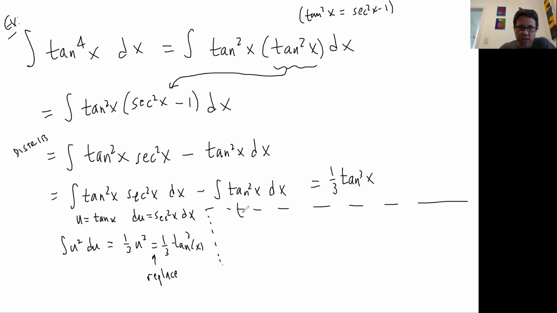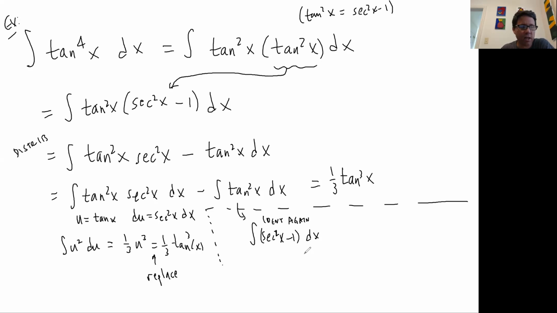How about the second one? Well, I actually have to use my identity again. That secant squared minus 1 is equal to tangent squared. So I have to use the identity again.